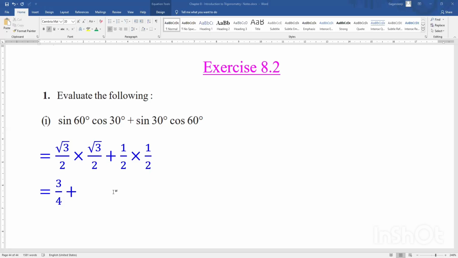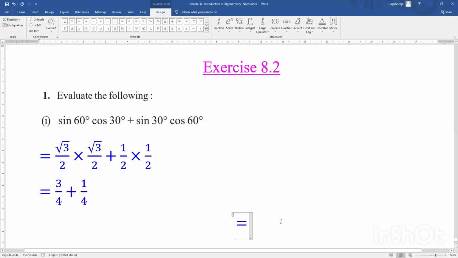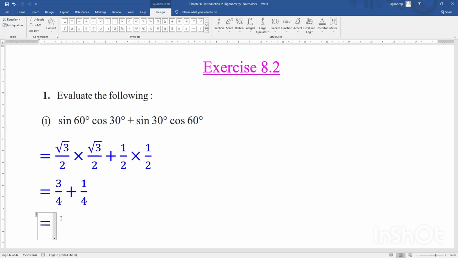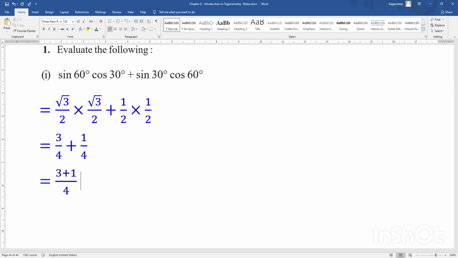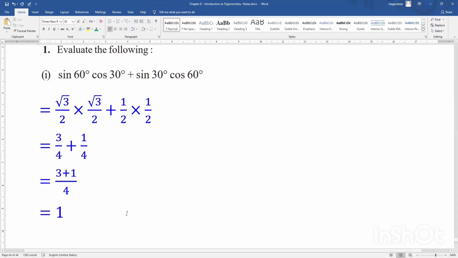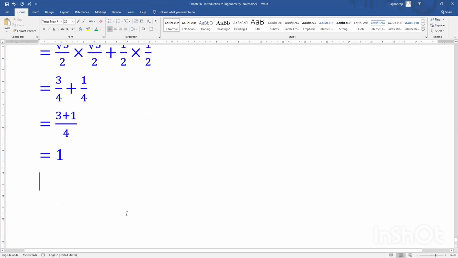Now this will be equal to, now you have the common denominator, right? So you'll have 3 plus 1, that is 4, in the numerator, so it will be 3 plus 1 divided by 4. That means 4 by 4, which is nothing but 1. So this will be the final answer. Okay, I go for the second problem.